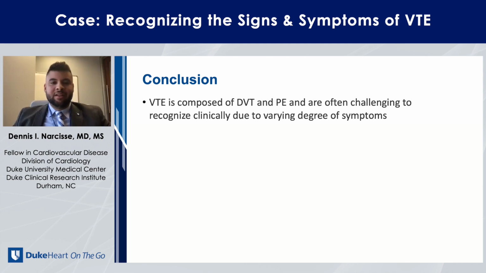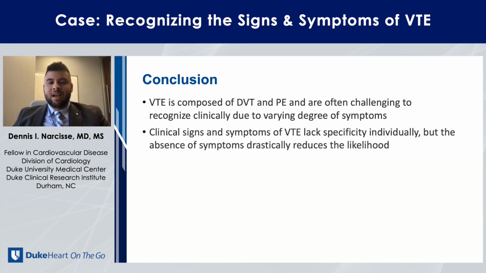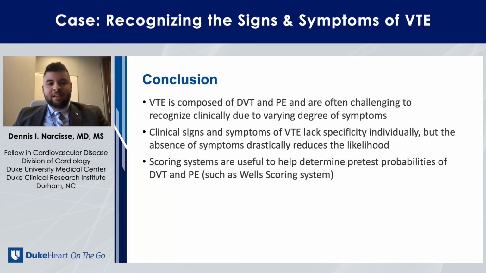So in conclusion, VTE or venous thromboembolism is composed of DVT and PE, and these are often challenging both to recognize clinically due to varying degrees of symptoms. Clinical signs and symptoms of VTE lack specificity individually, but the absence of symptoms drastically reduces the likelihood. And we utilize clinical scoring systems such as Wells scoring to help us determine the pretest probability of DVT and PE. This helps guide us in both next steps in diagnosis and future management.